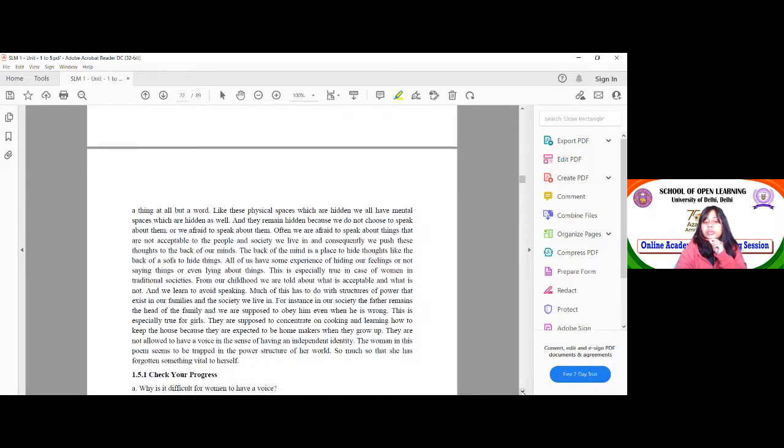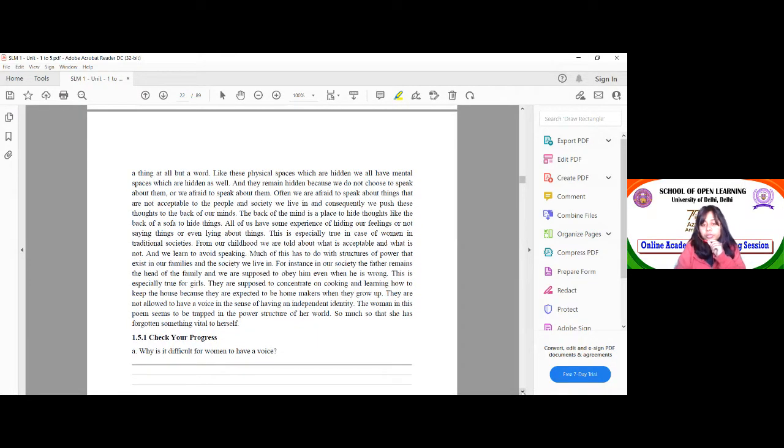The woman in this poem seems to be trapped in the power structure of her world, so much that she has forgotten something vital to herself. So the woman in this particular poem is actually trapped in the confines of her home. Like I said, she is in the confines of her world, so much so that she can't even remember what freedom is. She can't remember something that is so important to her. She can't remember to look for it in places outside the house. All she can do is look for it in her world, because she has forgotten it. By pushing it at the back of her mind, she has sent it to her unconscious, and now she can't remember. So this is where we will stop today, because as you can see, this is very heavy.